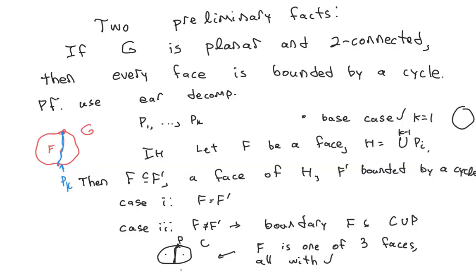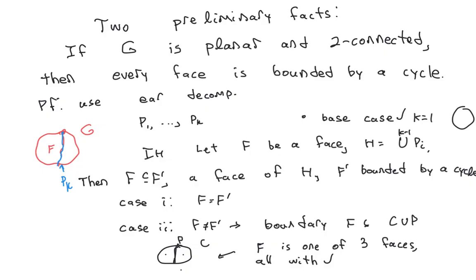And so the point is we have a drawing of our graph G. We have this face. It's possible that part of the boundary of the face includes our last path in our ear decomposition. So if we remove that path, we have our graph H, and the point is F must be contained in some face of H, in this case this larger one. By induction hypothesis, since H is two connected, F prime is bounded by a cycle. So in this case it's this larger red cycle right here.